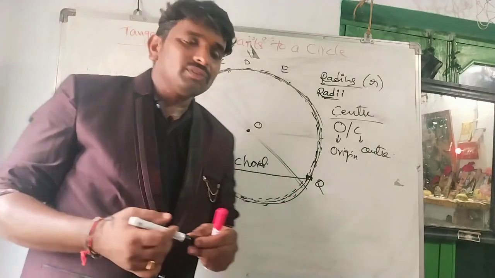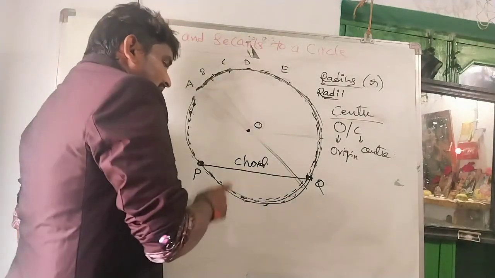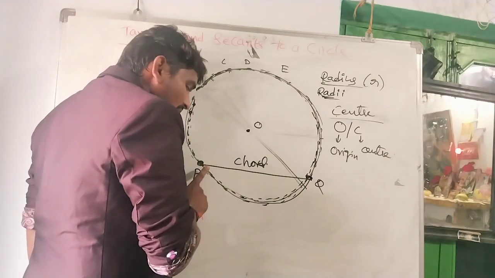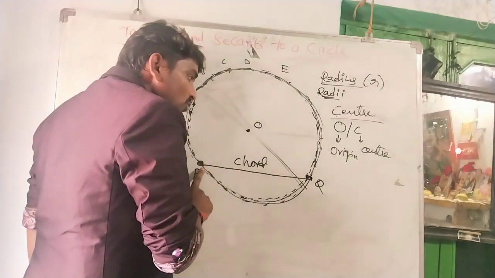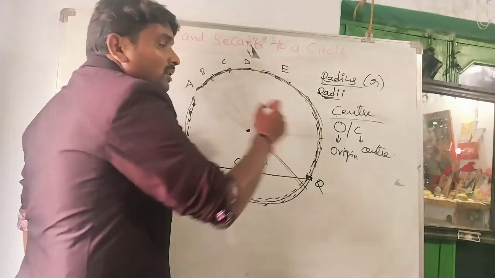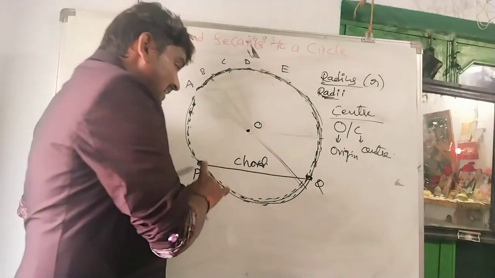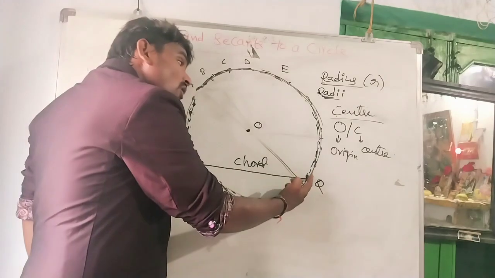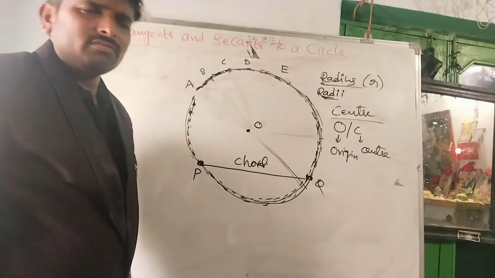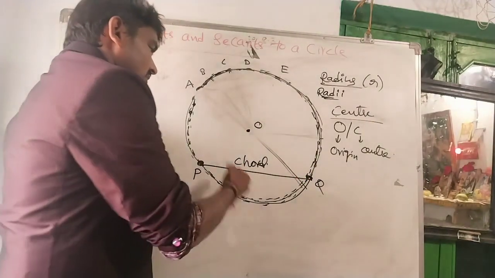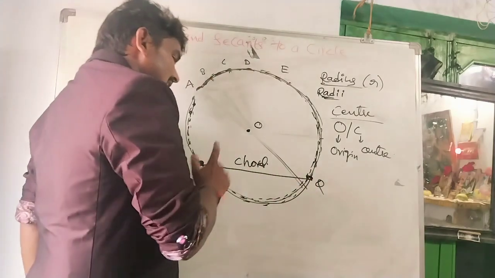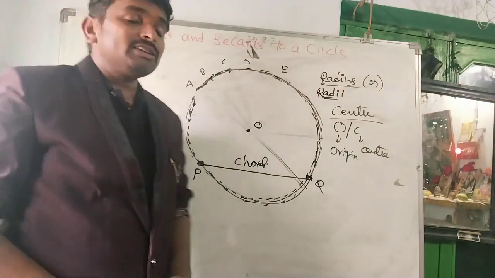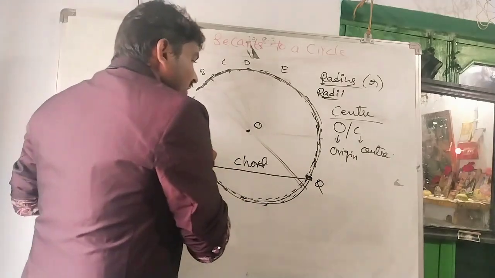Or we can give another definition. A line segment which is drawn from any 2 points on a circle is called a chord. What is the definition of a chord? A line segment drawn from any 2 points on a circle is called a chord. Or, take 2 points on a circle and join them, then we will get a line segment, and this line segment is called a chord.